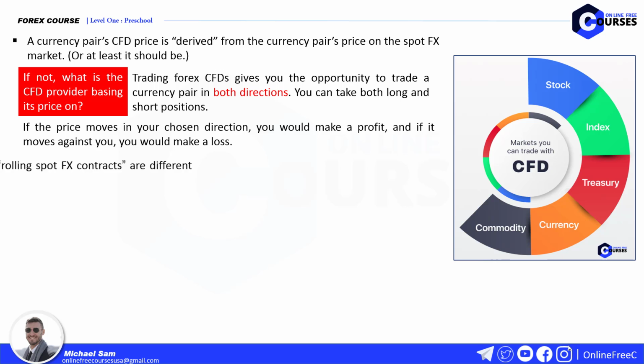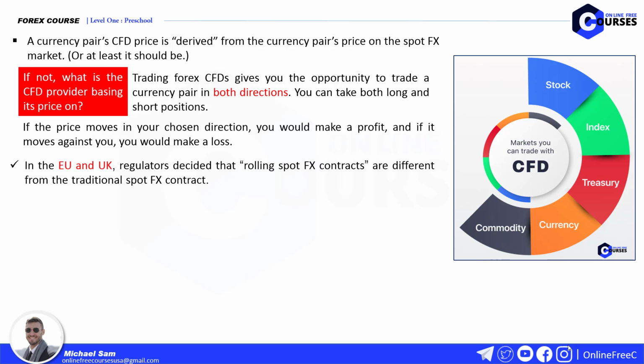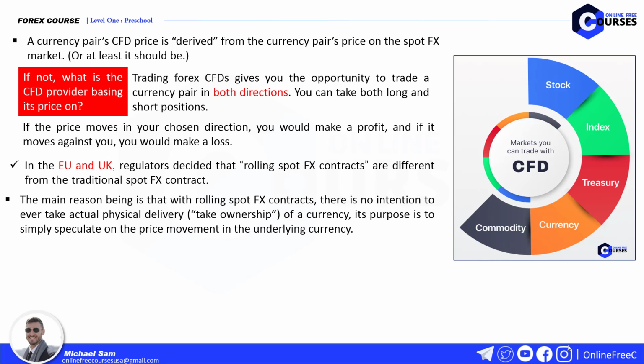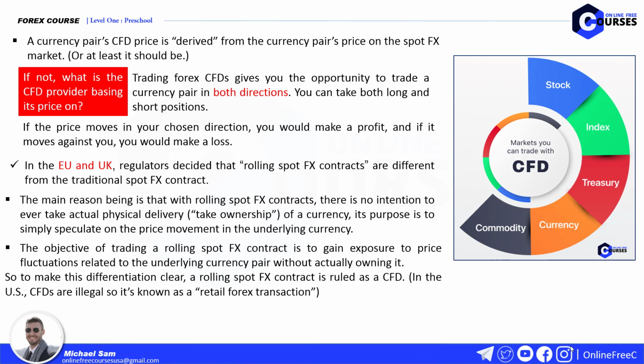In the EU and UK, regulators decided that rolling spot FX contracts are different from the traditional spot FX contract. The main reason is that with rolling spot FX contracts, there is no intention to ever take actual physical delivery, take ownership, of a currency. Its purpose is to simply speculate on the price movement in the underlying currency. The objective of trading a rolling spot FX contract is to gain exposure to price fluctuations related to the underlying currency pair without actually owning it. So to make this differentiation clear, a rolling spot FX contract is ruled as a CFD.